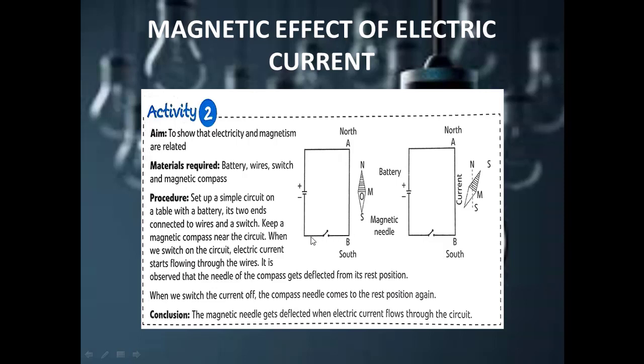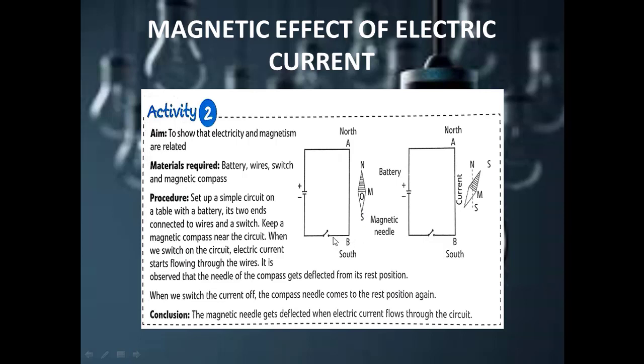So we will make a circuit like this, connecting the cell with the wires, and you have a switch. This switch is in off position, and you are going to place this on top of a table, and next to the circuit you are going to leave a magnet. The magnet will always rest in the north-south direction.